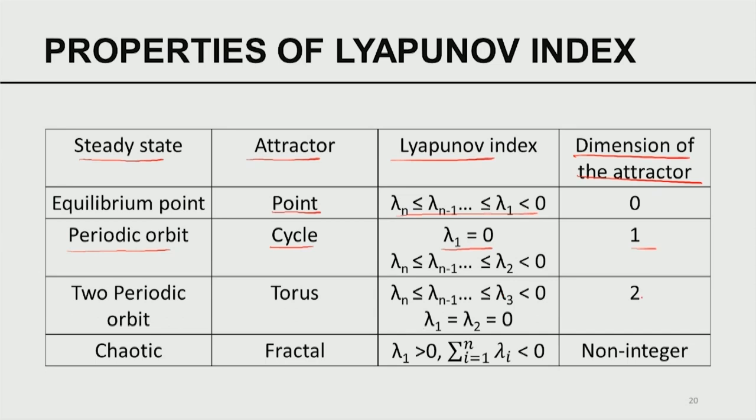The dimension of the attractor is 2. For a chaotic system, the attractor is called fractal. I have not introduced even the notion of a fractal object. Fractal object is a complicated object.